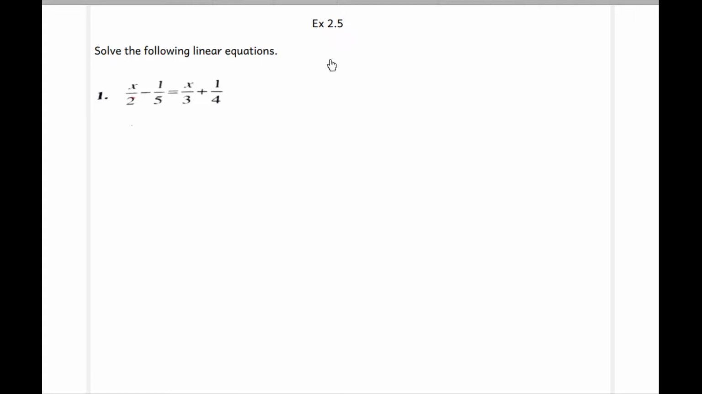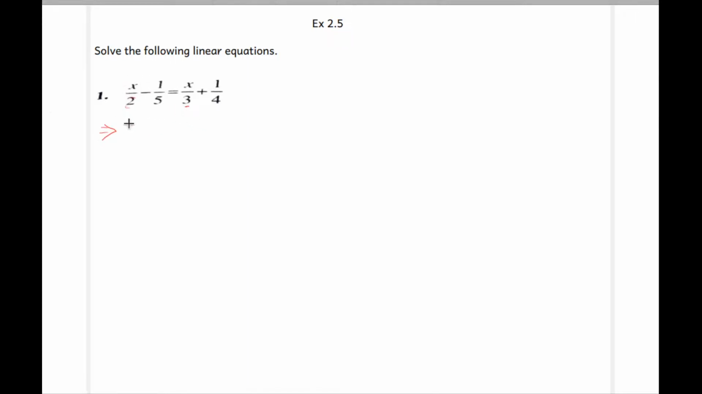Now, solve the following linear equations. Number 1: x/2 - 1/5 = x/3 + 1/4. Now see, here all the terms are given in fraction form. So first we have to bring the variables together, then we have to start solving them.